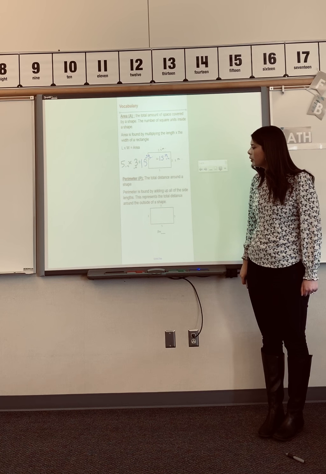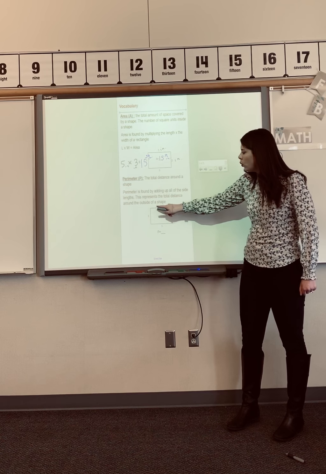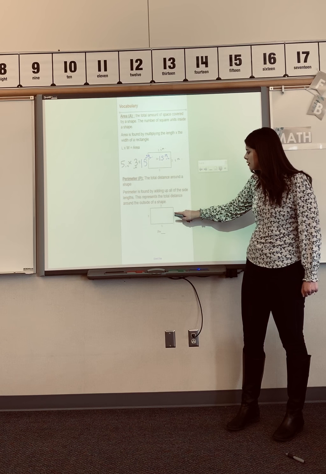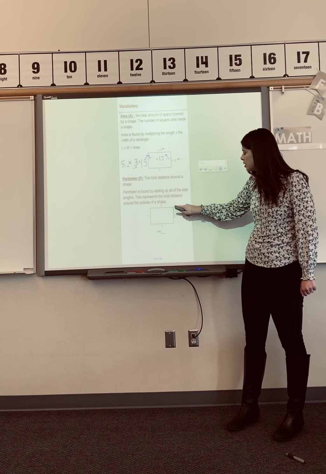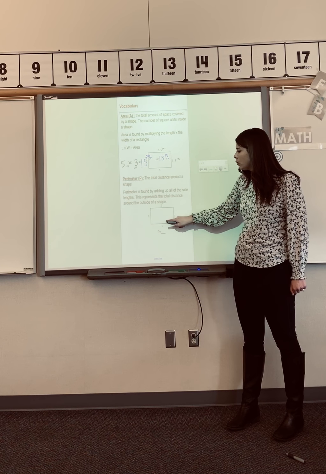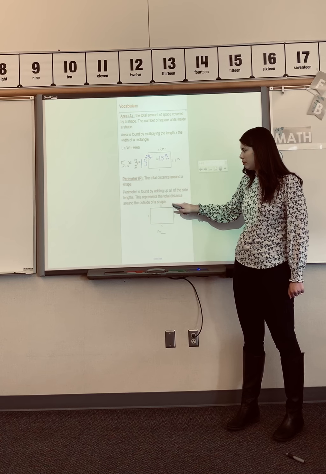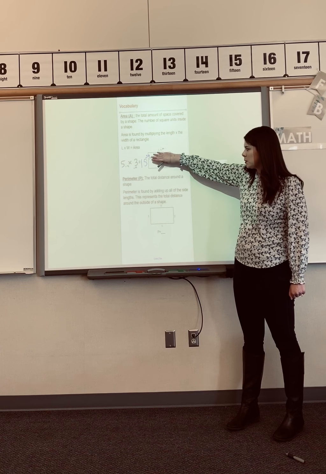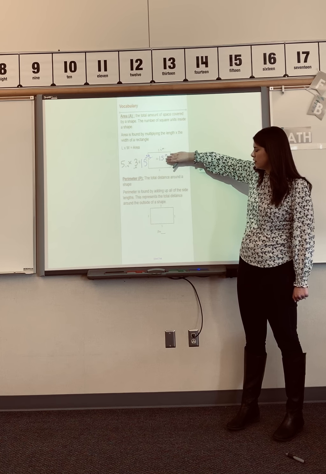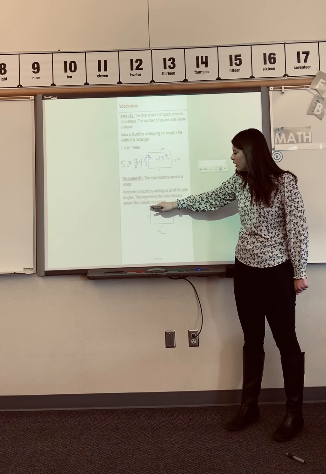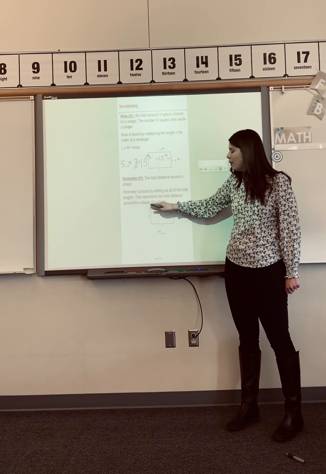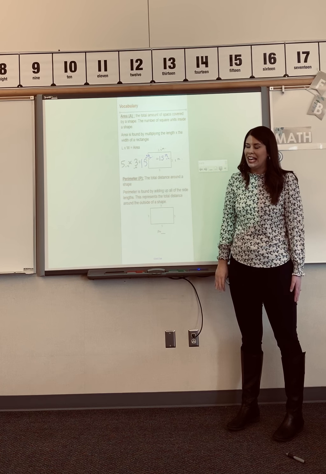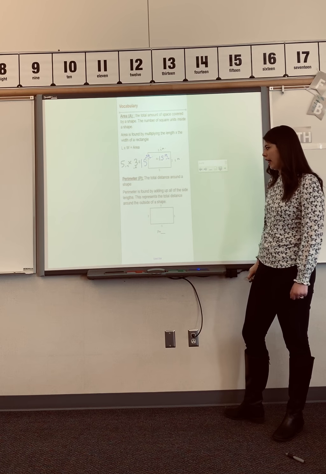Perimeter. Think of perimeter as the total distance that it takes to travel completely around a shape. The total distance around a shape. So area is about the space covered on the inside of the shape. Perimeter is the total distance that it takes to travel around a shape. We don't include the inside at all. We don't include the area at all.